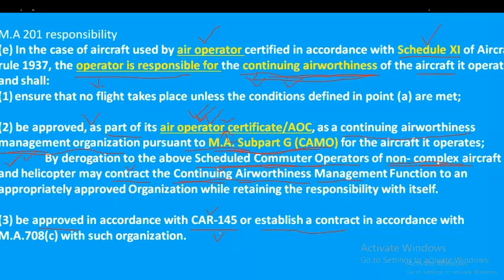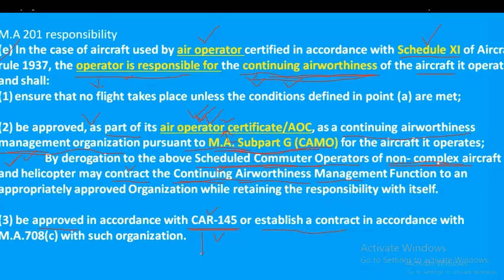In every case this happens. If you understand this point, every operator needs a KMO to fulfill the continuing airworthiness management, and every operator needs a maintenance organization approval. It depends on their aircraft, what type of operator, and what type of aircraft that operator is using. Depending upon the aircraft that the operator is using, the maintenance organization approval depends.